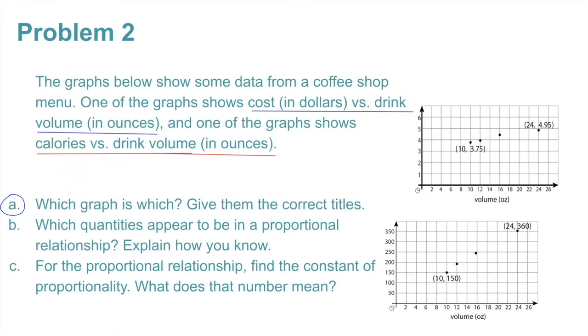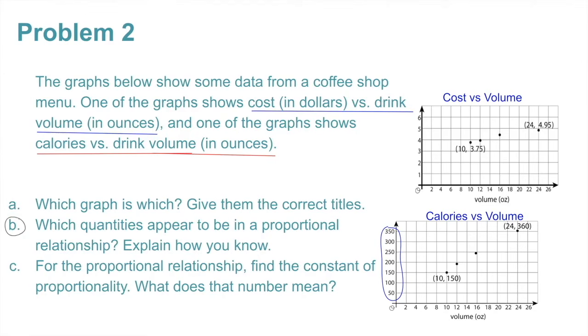Number 2. The graphs below show some data from a coffee shop menu. One of the graphs shows cost in dollars versus drink volume in ounces, and one of the graphs shows calories versus drink volume in ounces. A. Which graph is which? Give them the correct titles. Well, these numbers must stand for calories, because I couldn't imagine paying $50 to $350 for coffee, so it would make sense that these numbers represent calories. I'm going to call this the calorie versus volume graph, and the one above it will be cost versus volume.